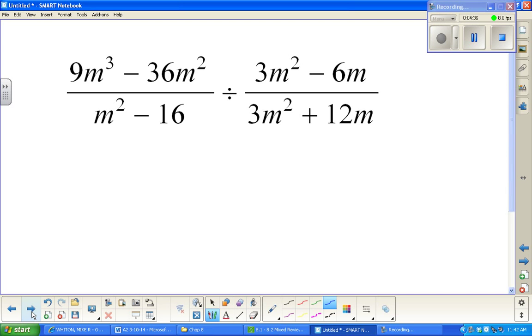So a couple things on this one. First off, I notice it's a division problem, so that's just going to make us actually multiply by the reciprocal. That's the best way to handle division problems like these. So we'll rewrite it. But what I want you to focus on in this one, there's a bunch of things that can be factored.